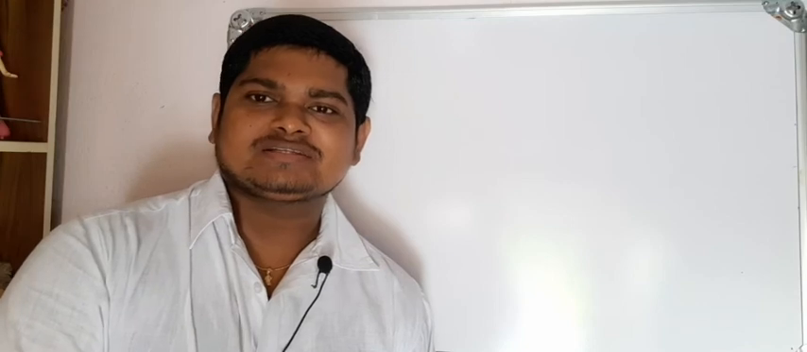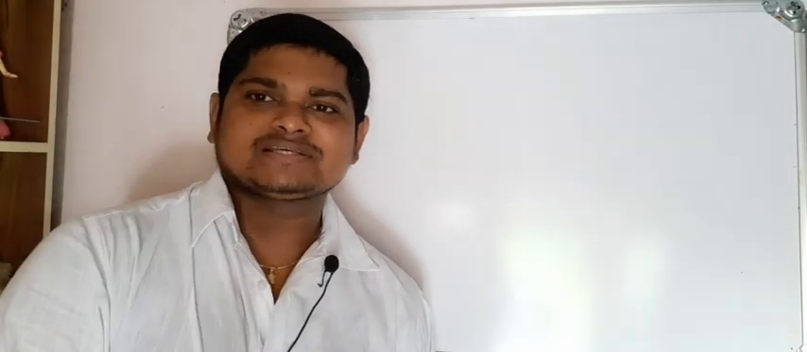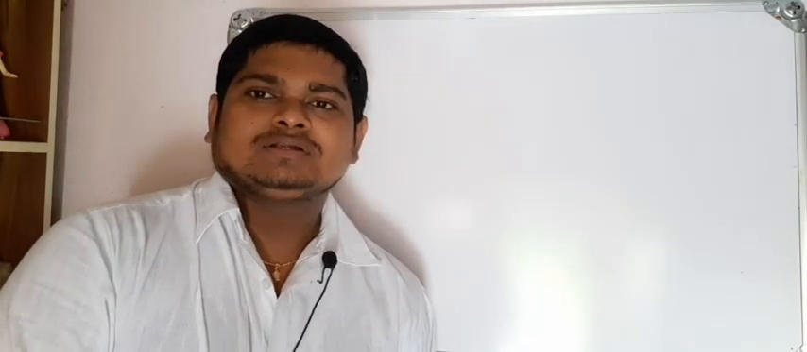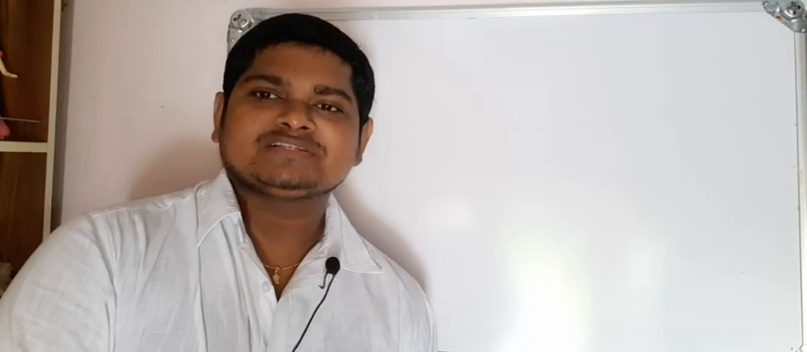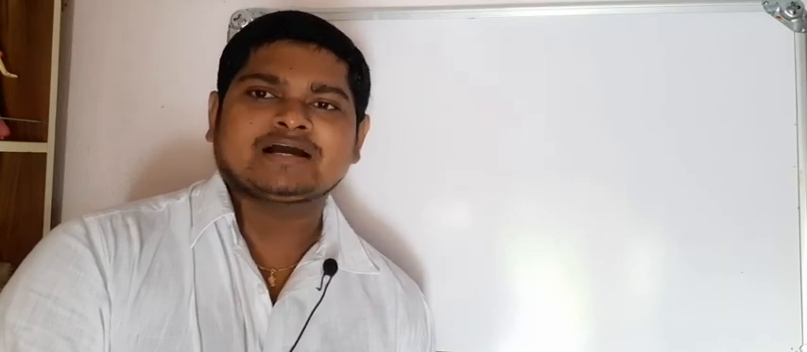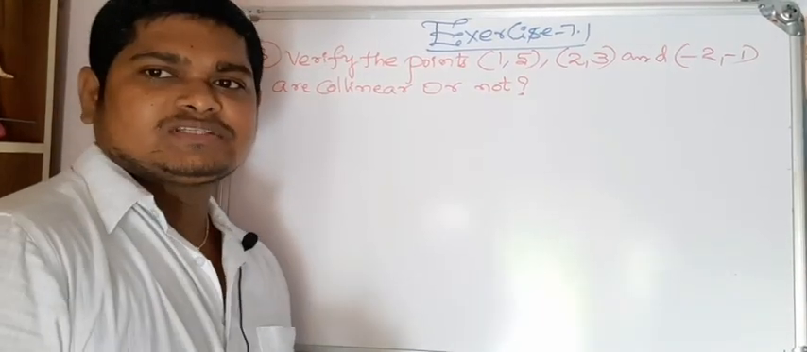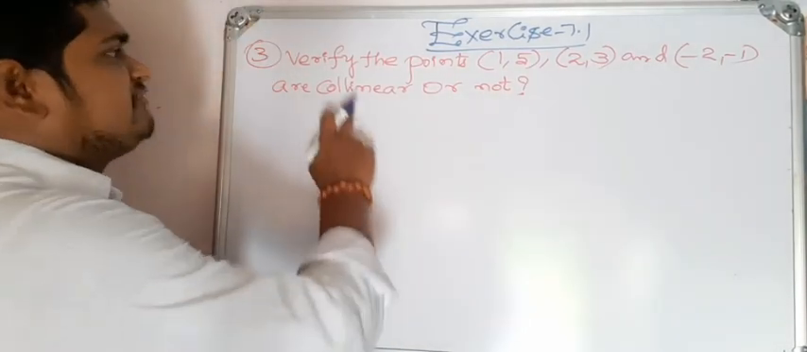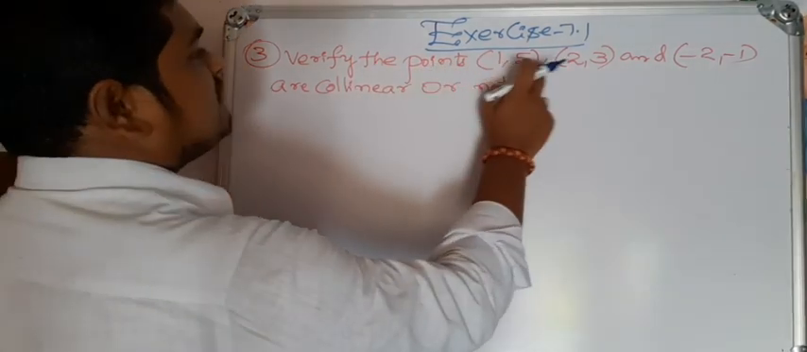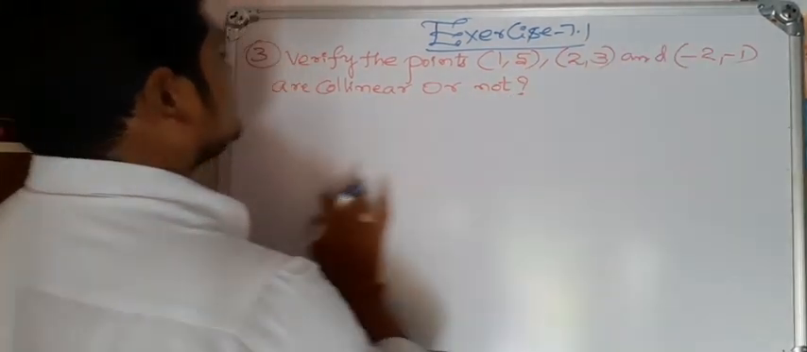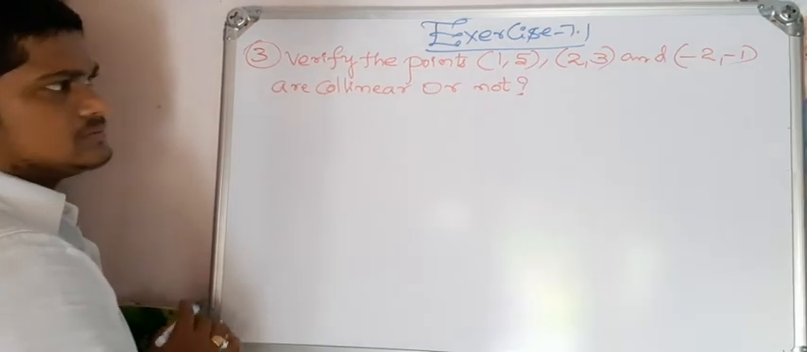Up to now we discussed the two problems in exercise 7.1. Next, coming to the third problem, it is related to the collinear concept. Let us see the third problem here. Verify whether the points (1, 5), (2, 3), (-2, -1) are collinear or not.